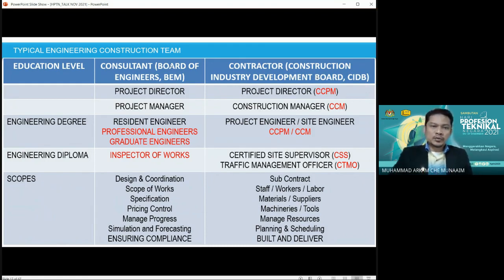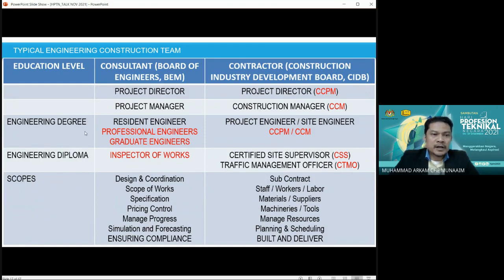The first one looks into the inspectorate work, inspecting the work to make sure it complies. Another one supervises the work and construction activities, making sure everything moves towards compliance, because another person will check the compliance later. Certified Site Supervisor and CTMO are part of them. So they can come from the engineering diploma level, then become the CSS or CTMO.